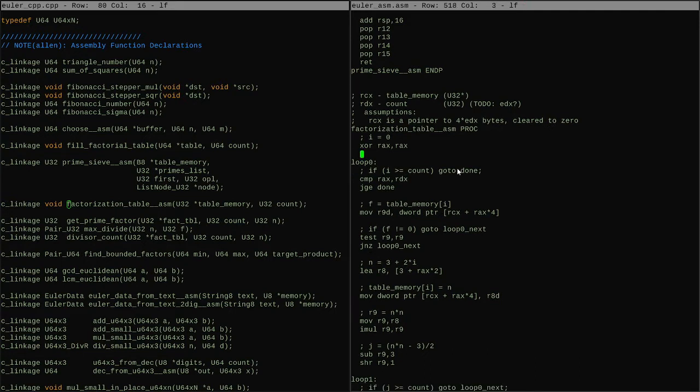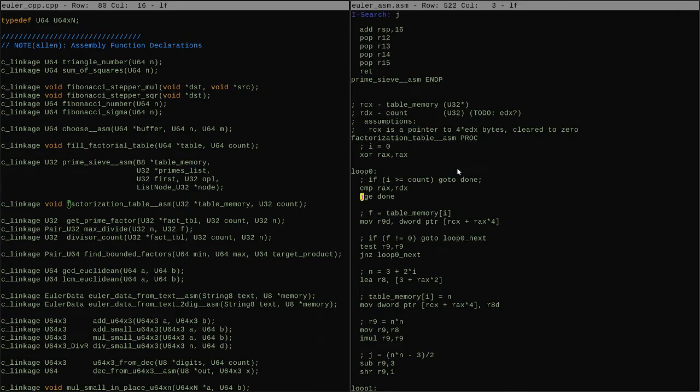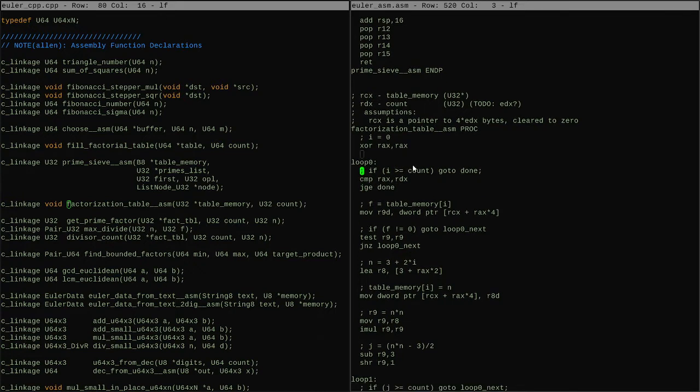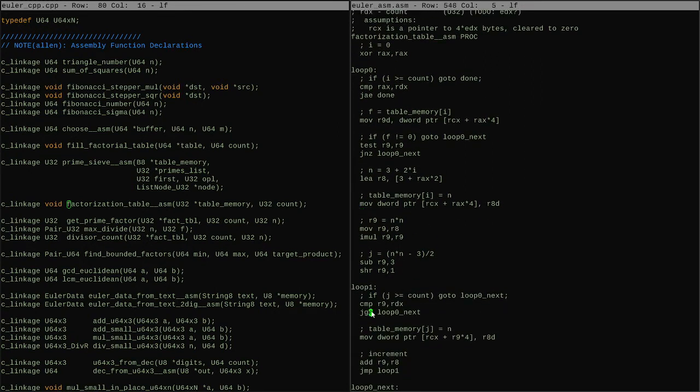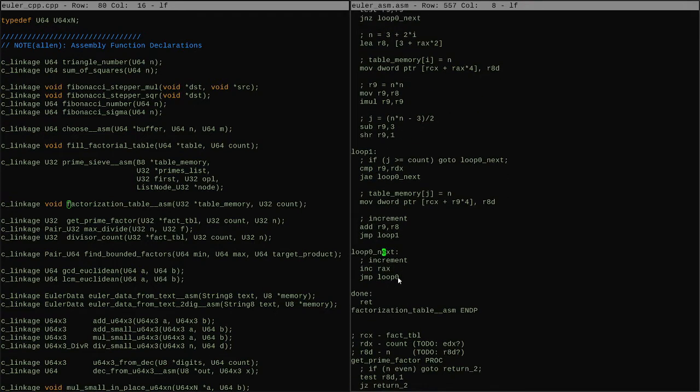Anyway, let me keep on trying to clean this up. Let's see. Jump greater than or equal to. So that's just going to be wrong. These are unsigned, so that needs to be above or equal. These are going to be unsigned, so above or equal.